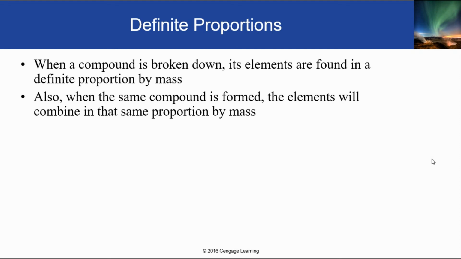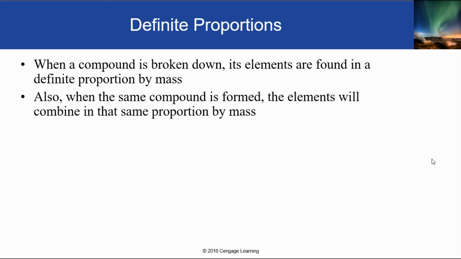Okay, one more thing to remember regarding definite proportions or the law of definite proportions is that when a compound is broken down, its elements are found in a definite proportion by mass. So, nakita natin kanina, kapag kinuha natin yung percentage by mass na isang component ng compound, kapag sinubtract natin yung nakukuha nating percentage from 100, makukuha natin yung percentage by mass nung remaining component ng compound. Kasi nga, yun yung kanyang definite proportion.